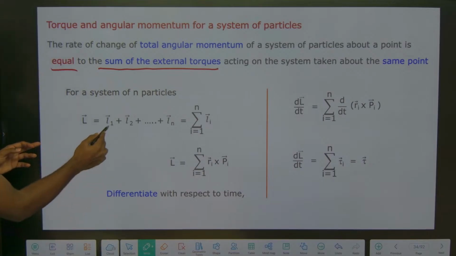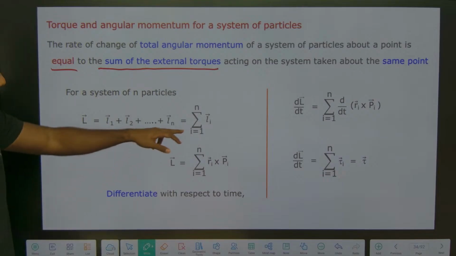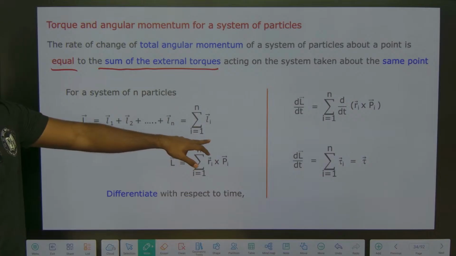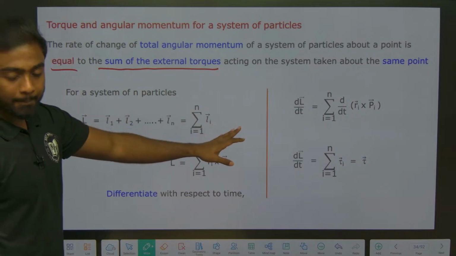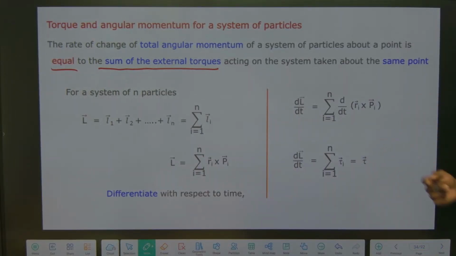So L will be equal to L1 plus L2 plus up to Ln. It is the summation from i equals 1 to n of Li. So that will be equal to the torque, right?